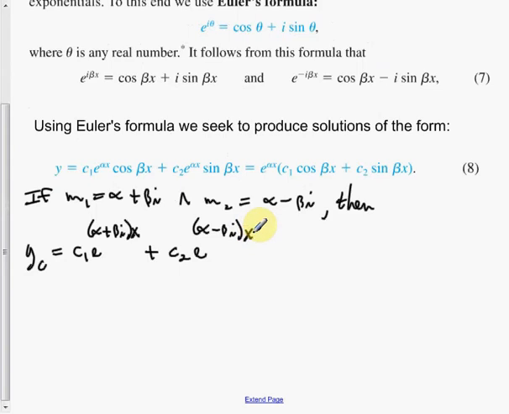Now I'm going to simplify that, because notice that e to the alpha x is common in both of these terms. So we can factor out that e to the alpha x, times brackets: c sub 1 times e to the beta x i, plus c sub 2 times e to the negative beta x times i.